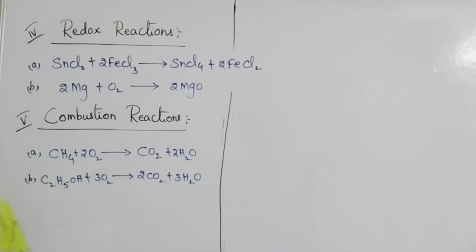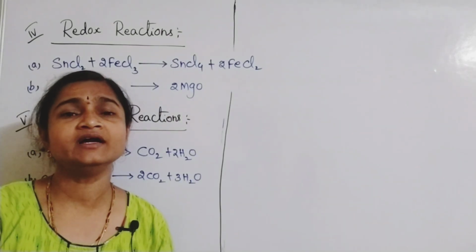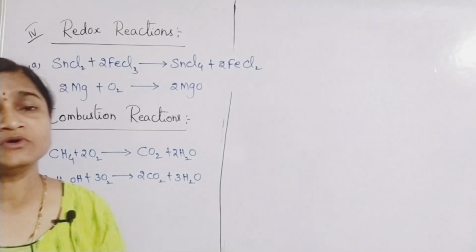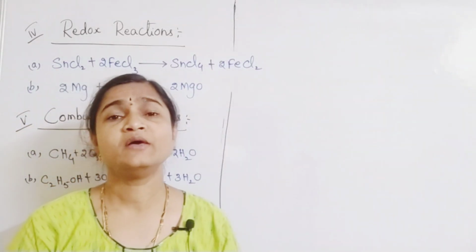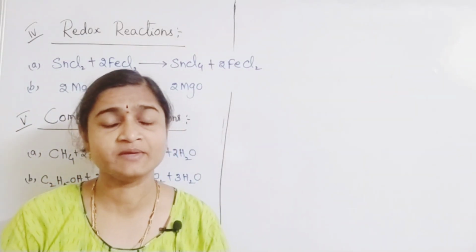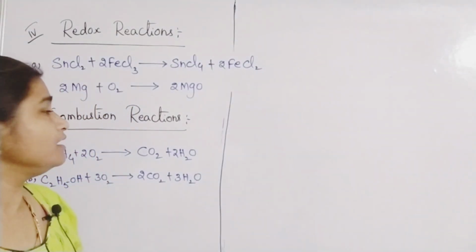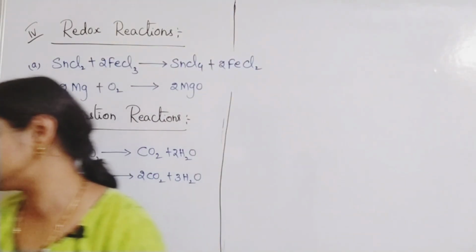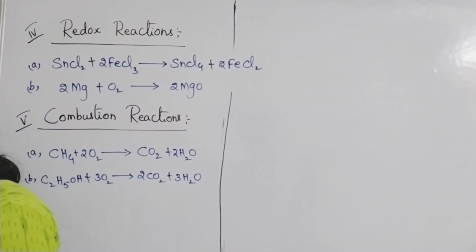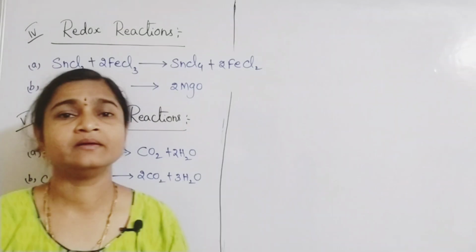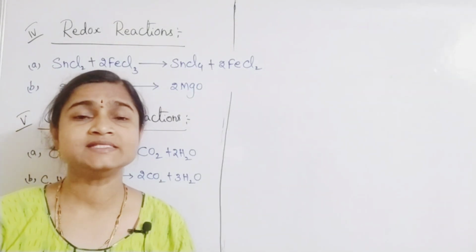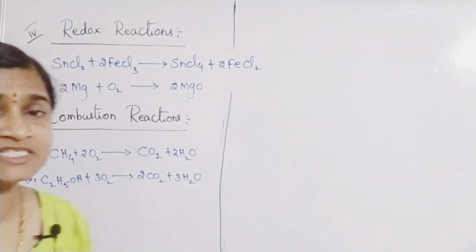Irreversible reactions. So we have learned several examples: thermal decomposition reactions are irreversible, precipitation reactions are irreversible, redox reactions are irreversible, and combustion reactions are irreversible. And neutralization of a strong acid with a strong base is irreversible. So these are the different examples of irreversible reactions.